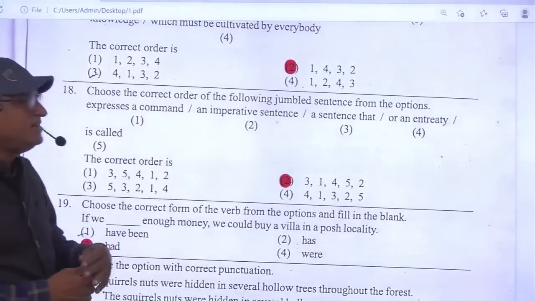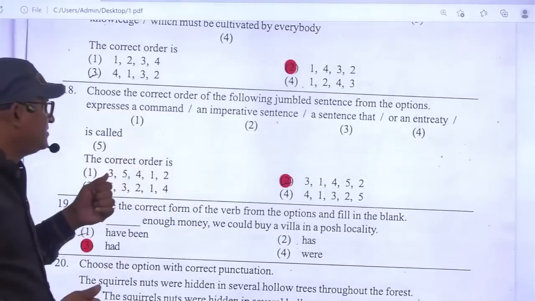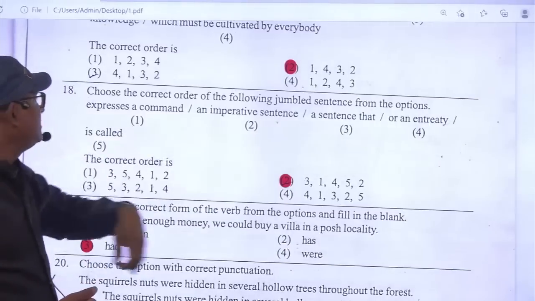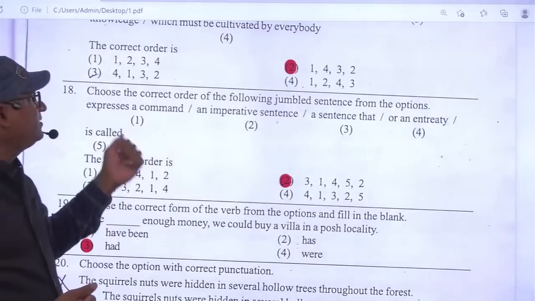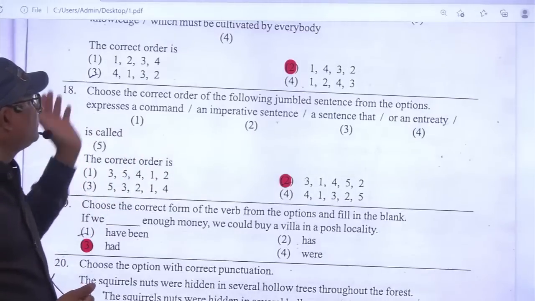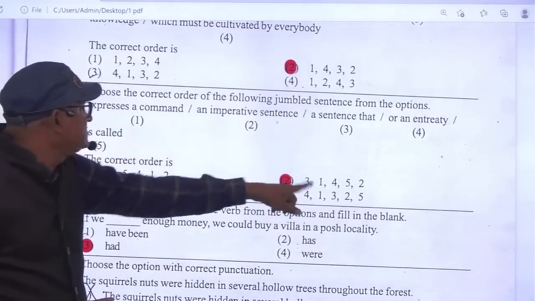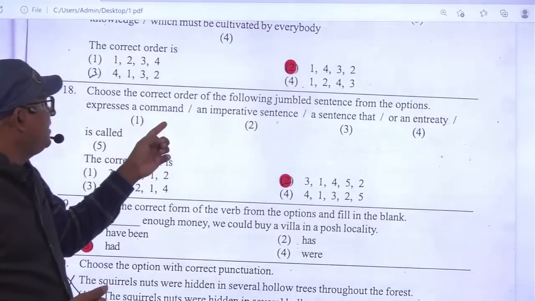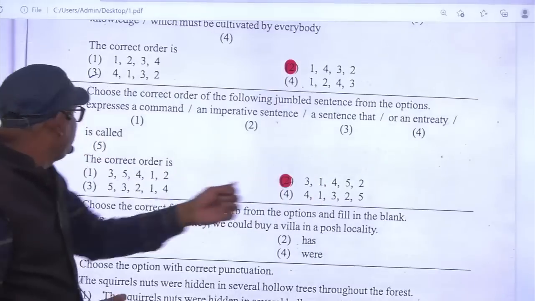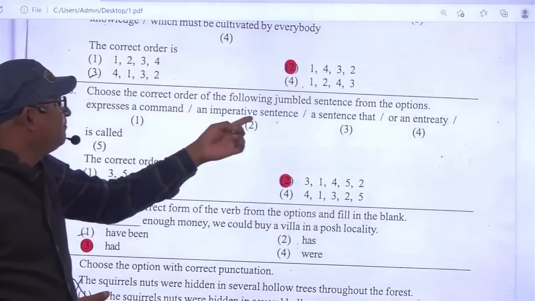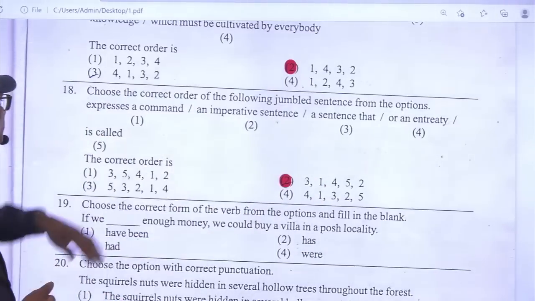According to that answer, let me check the complete sentence. A sentence that expresses a command is called... Okay. So this is a sentence that expresses a command or an entity is called an imperative sentence. Yes? So 2 is the right answer.